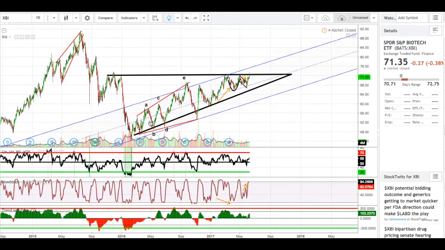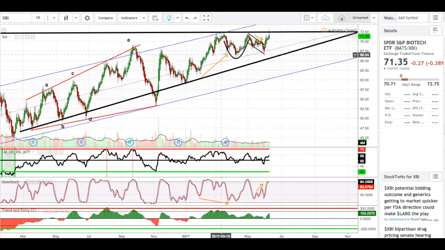And for the long term, I guess I'd have to say that I'm bullish biotech because of this cup and handle pattern. It's a very complicated chart right here going on. It's a very important point in time for biotech. And so I'm interested in seeing what plays out in the following weeks.